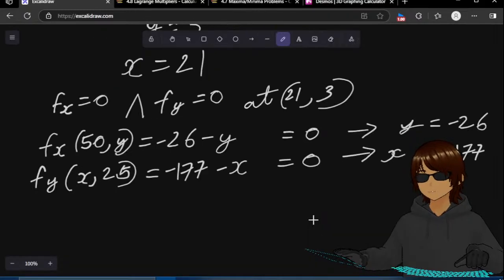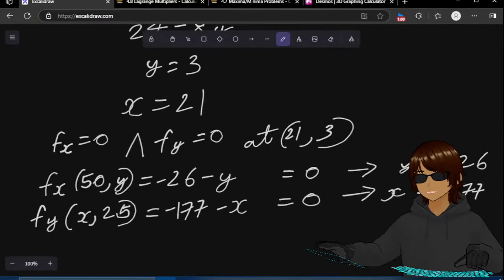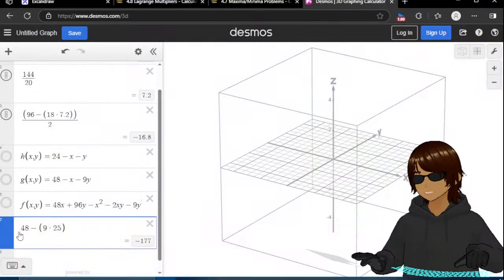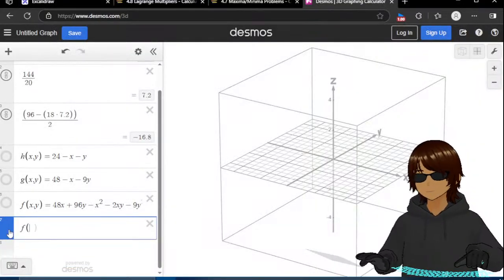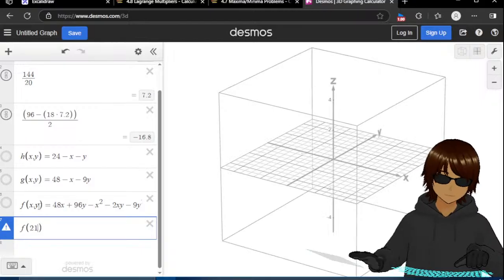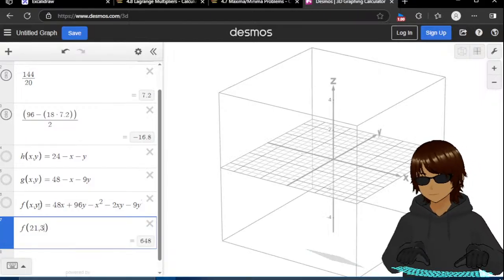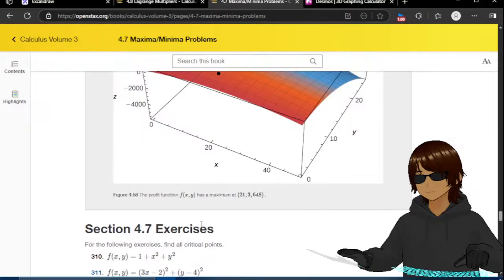And yeah, we plug in 21 and 3 into the equation. We get 648.